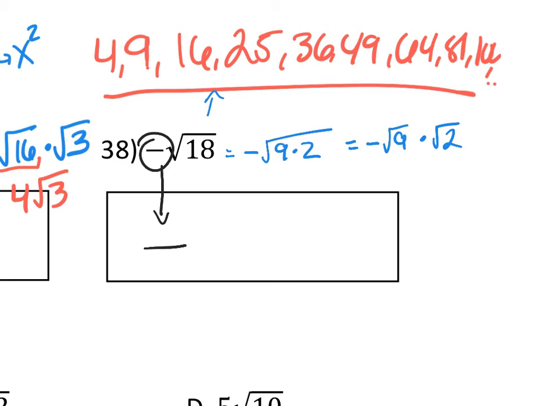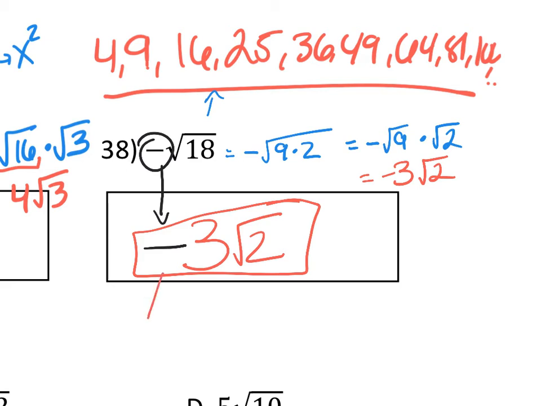Now we look at one square root at a time. So square root of 9 in our calculator is 3, so we'll have negative 3 with no square root. Square root of 2 does not give us a nice number, and no perfect squares can go into it, so we are stuck with square root 2. So our final answer will be negative 3 square root 2.